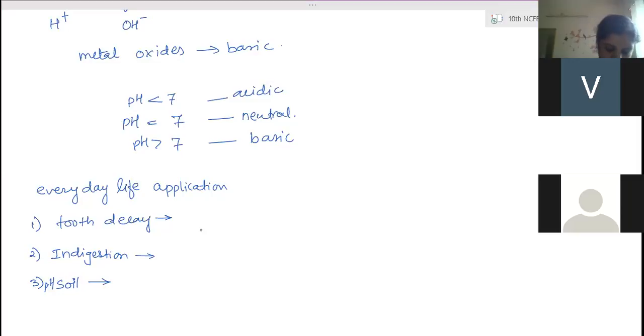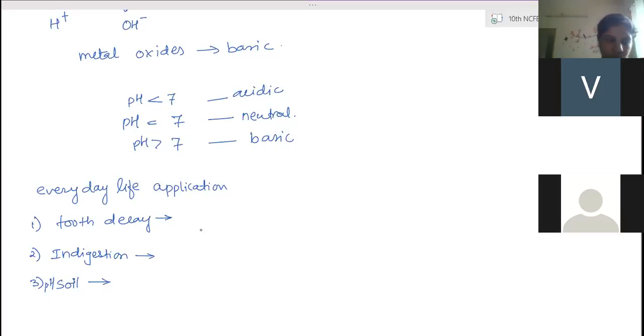So by knowing the pH of the soil, the farmer will get to know which crop can be sown into the soil, and he can prepare the soil for proper plantation of a crop. Before sowing the seeds, he can prepare the soil. So before preparation of the soil, he has to check the pH values.